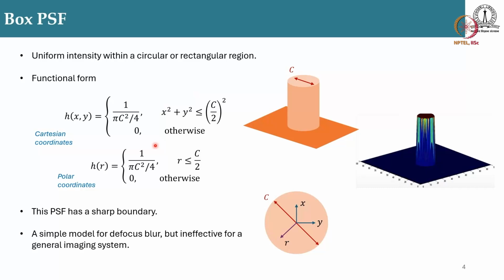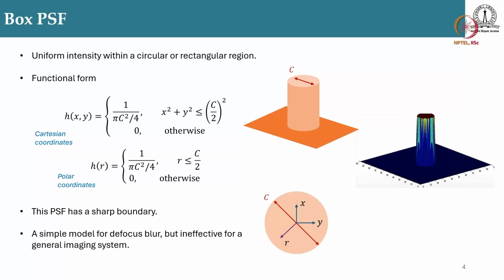In polar coordinates, it looks much simpler. If the radial position is within the circle, you will have 1 by c squared by 4, which is nothing but 1 divided by the area of the blur circle.